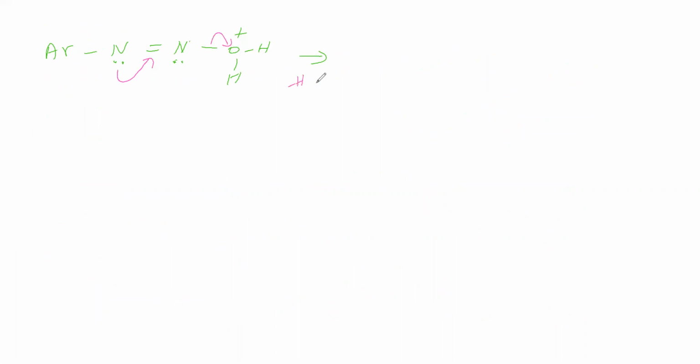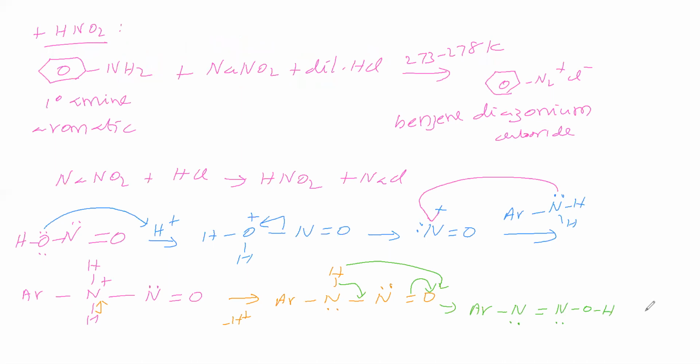So water is leaving, and we are getting Ar, N triple bond N. This N has a lone pair and is getting a positive charge. This is called diazonium. To neutralize this charge, Cl minus is there. So it is called benzene diazonium chloride. This reaction is called the diazotization reaction.